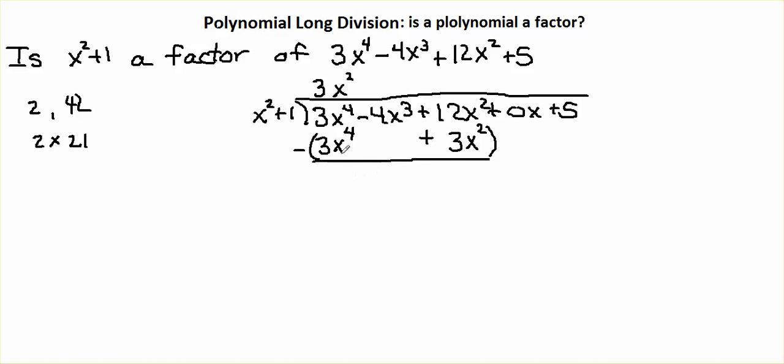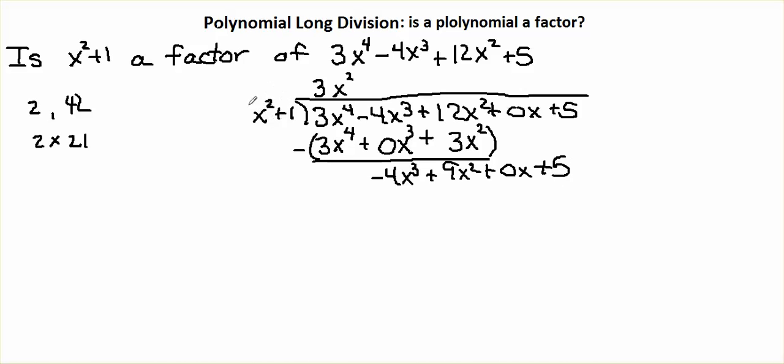So let's go ahead and do our subtraction. And I'm going to just go ahead and stick in a 0x cubed here so we don't forget to subtract. We get a 0 here when we subtract. And then when we have a negative 4 minus a 0, it's just a negative 4x cubed. Then we have 12 minus a positive 3, which gives us a 9x squared. Let's go ahead and bring down our other terms.